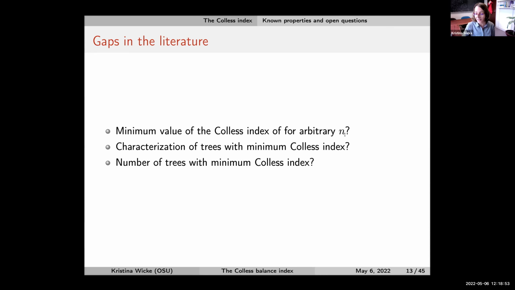And just as a side remark, why are we even interested in that? Well, knowing the maximum and minimum value for arbitrary n, for example, allows you to normalize the Colless index to the unit interval [0, 1] by an affine transformation. So this, for instance, allows you to compare the balance of trees with different numbers of leaves. So this is why it's relevant to know the minimum value of the Colless index, even for arbitrary n.